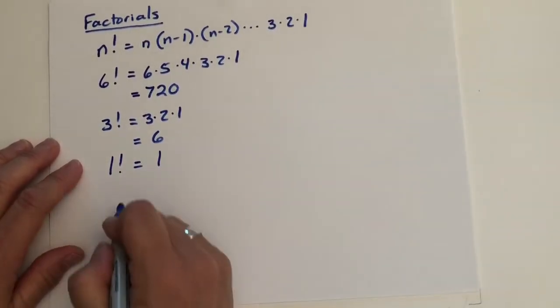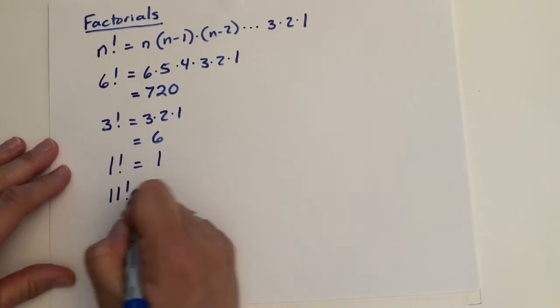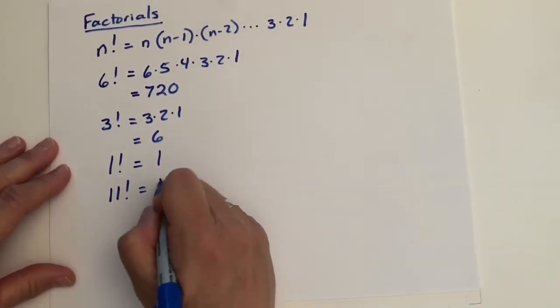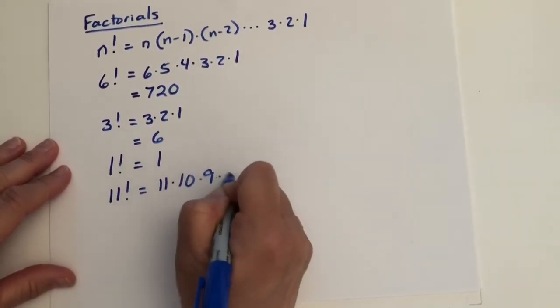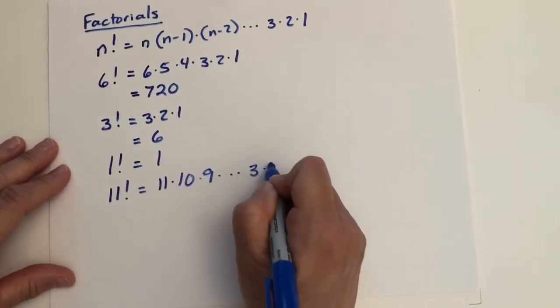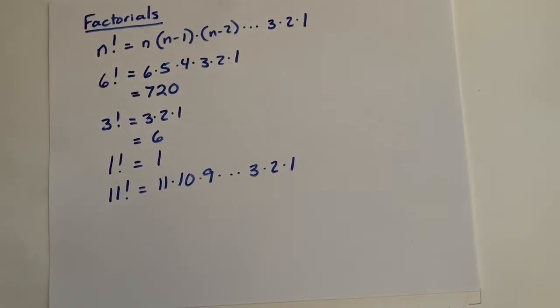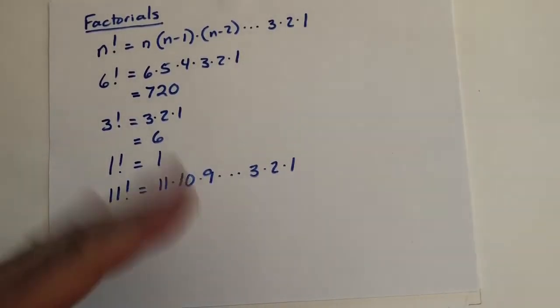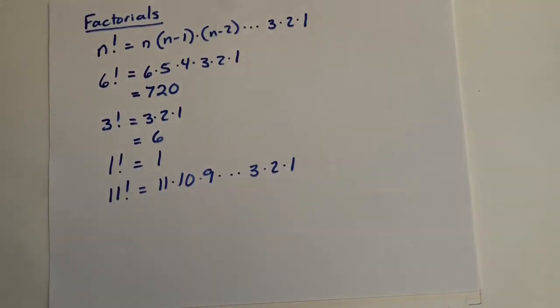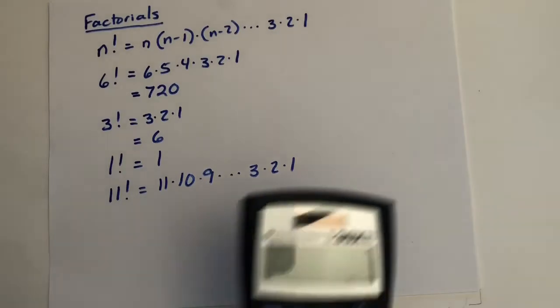But what if we have 11 factorial? Certainly we could write it out, 11 times 10 times 9, and keep going until we get times 3 times 2 times 1. And we could grab our calculator. But I really wouldn't even want to punch in 11 times 10 times 9 times 8 all the way down to 1. And fortunately, scientific calculators are already programmed in with their factorial button.